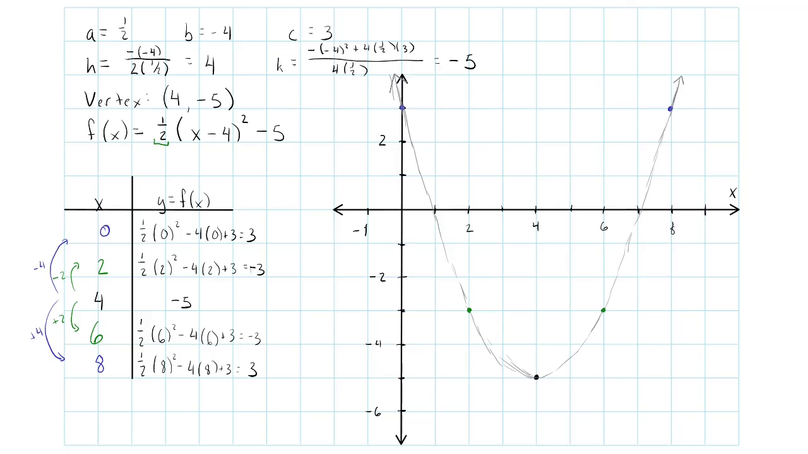So instead of using completing the square to find the vertex, we instead used the vertex formula to find the vertex. And from there, we proceeded just like we would if we used any other method of getting our function in vertex form.